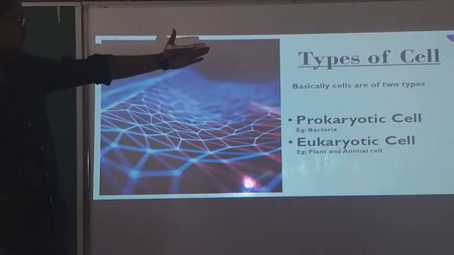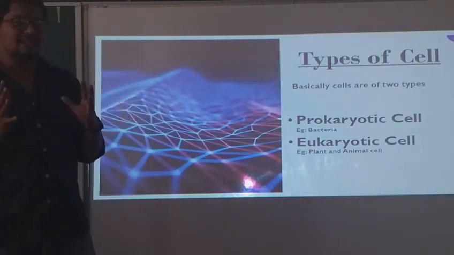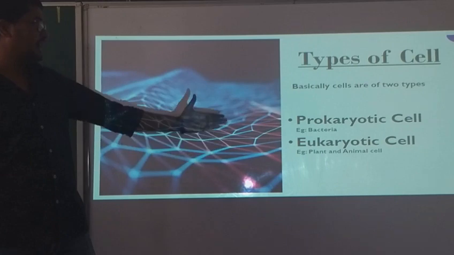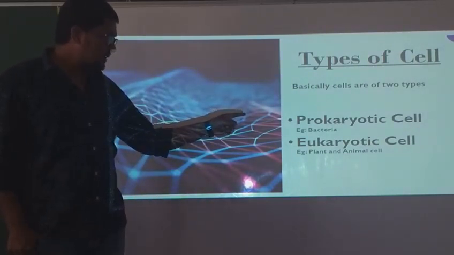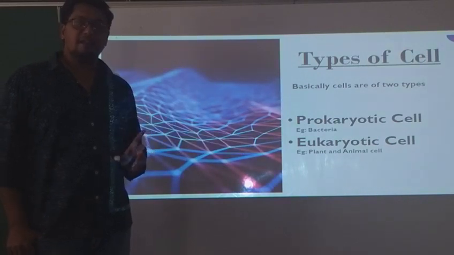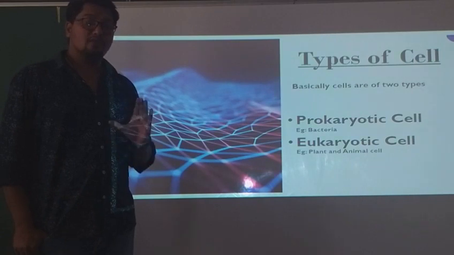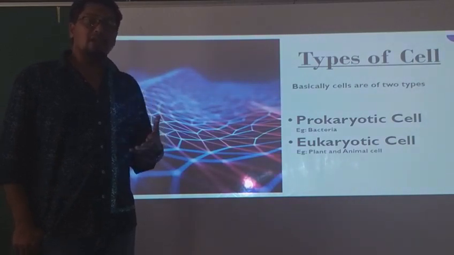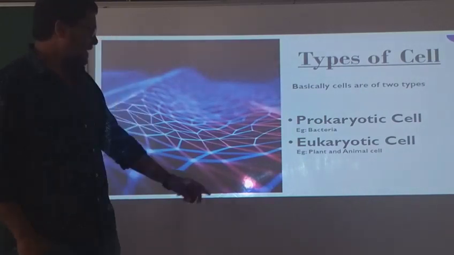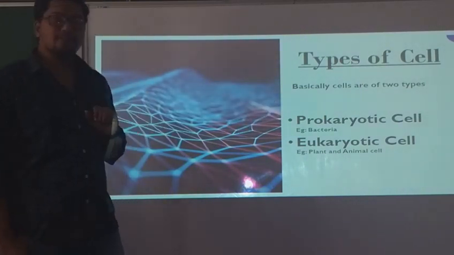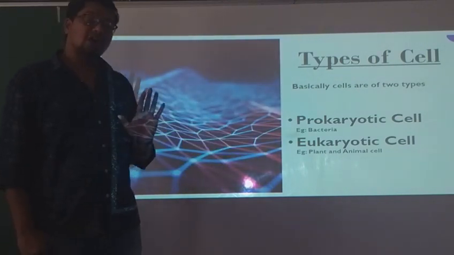Now the topic is types of cells. Basically, the cells are classified, as you can see in the slide, into prokaryotic cell and eukaryotic cell. It is purely based on the structure of the nucleus. Students should remember, karyon, K-A-R-Y-O-N, means nucleus. Here, pro means primitive nucleus. In eukaryotic, U means always true.